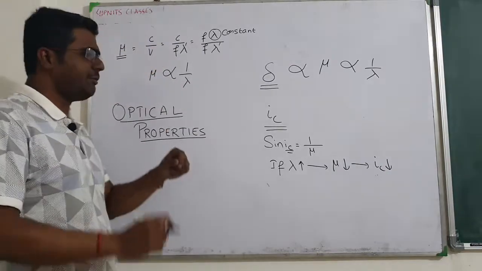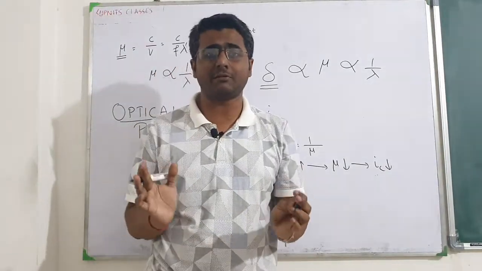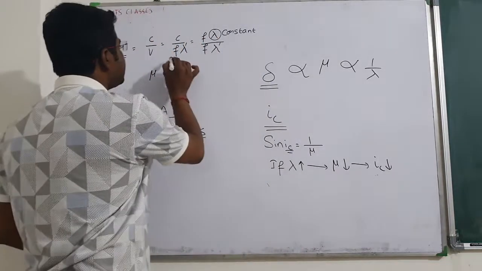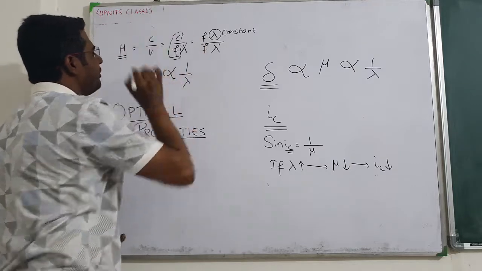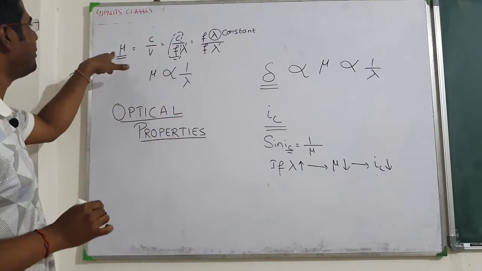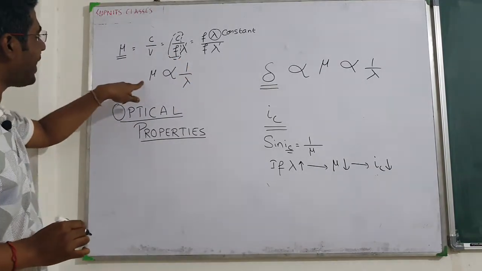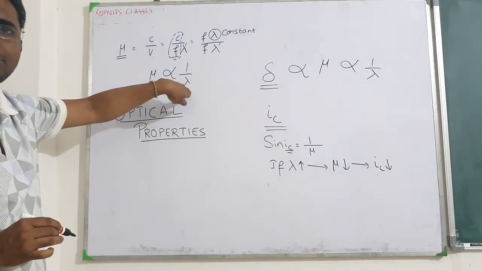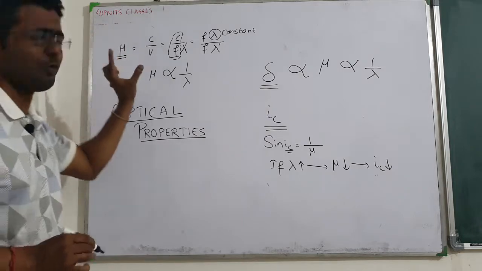Now frequency is an intrinsic property of light, and on refraction frequency does not change. So essentially frequency is constant, so this part of the equation is constant. So mu is equal to constant by lambda dash, right? So I can say refractive index is inversely proportional to lambda. This is the basic part which you need to know.